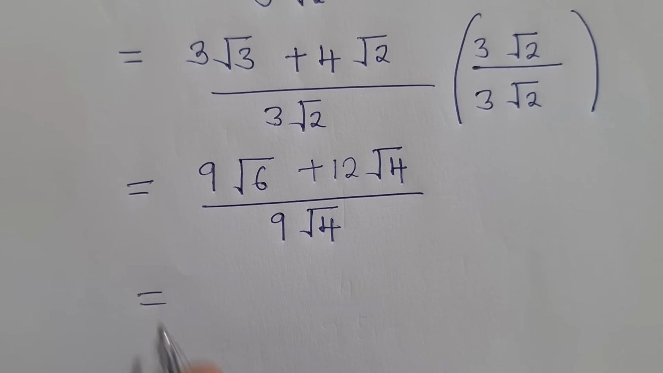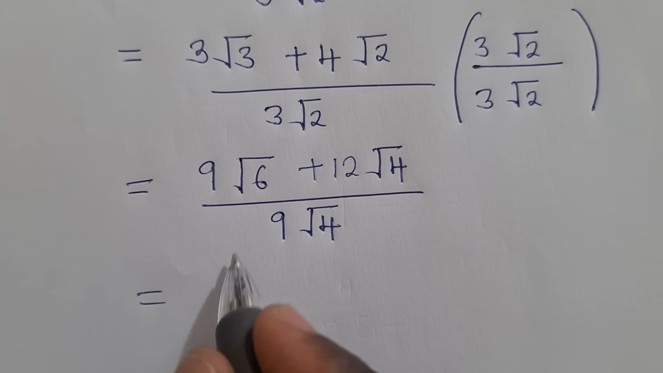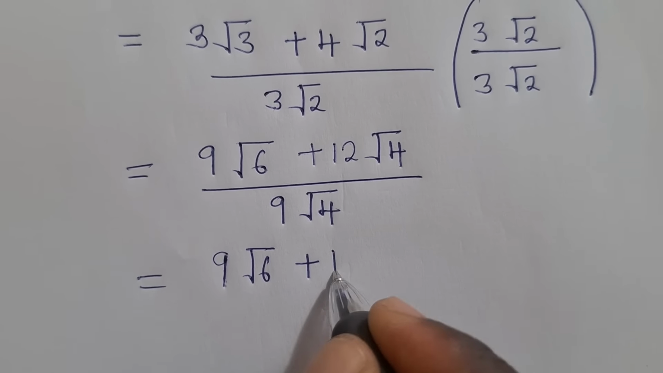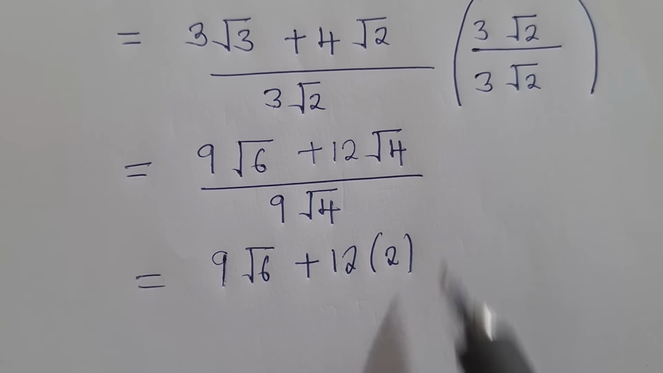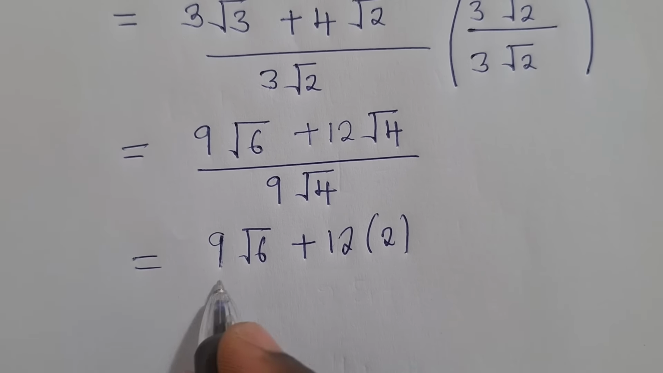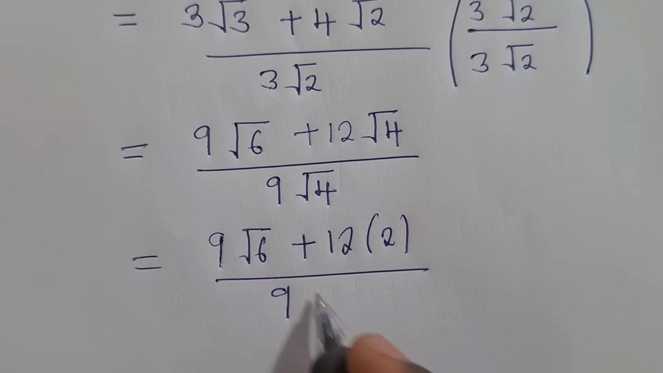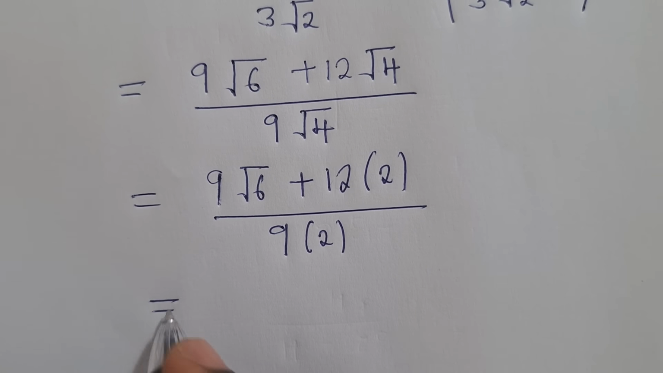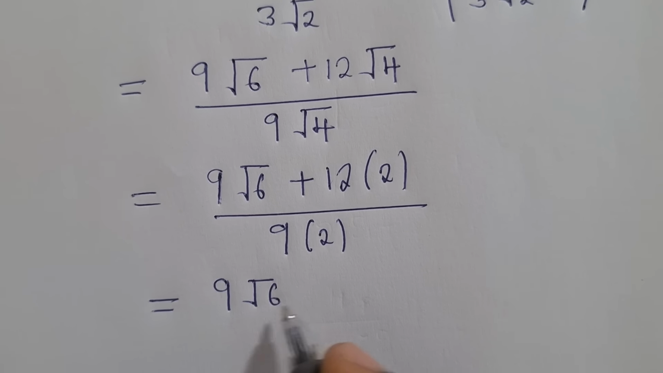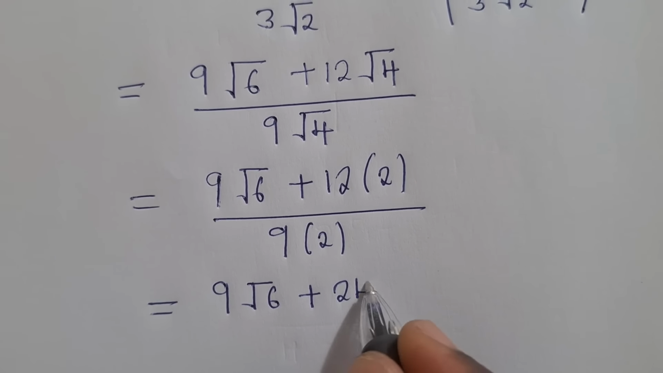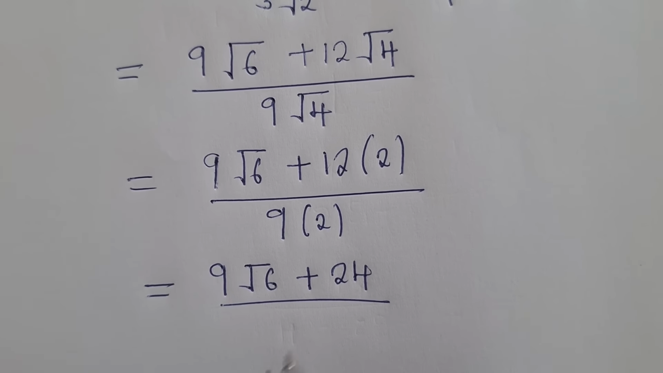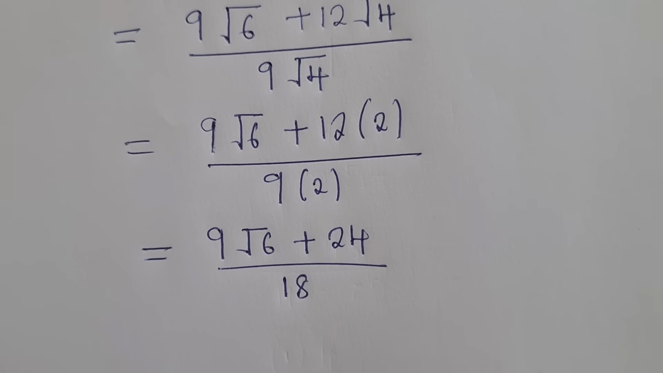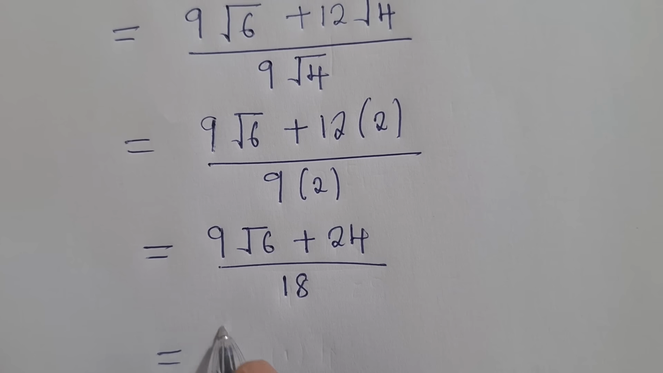And when we do that, we can say equal to, at this point, we have 9, and then square root of 6 plus 12 multiplied by 2, because square root of 4, it's a 2. Over 9 square root of 4, it's a 2. So multiplied by 2. This, of course, is giving us 9 square root of 6. And when you multiply here, we're getting 24. Over, when we multiply here, we are getting 18. Okay, we're getting 18. So if you want, you can leave our answer like this, or you simplify further.